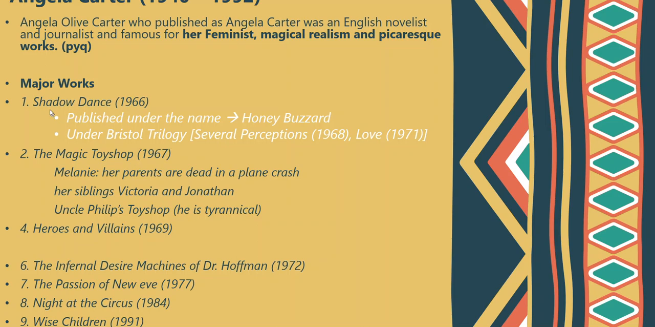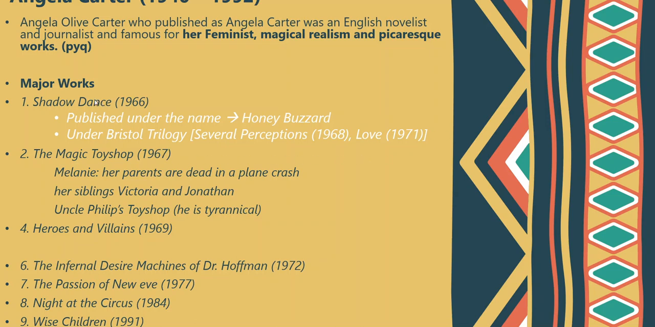Yes, so first, we have Shadow Dance, published in 1966. Shadow Dance, Several Perceptions, Love. Remember these three names. It is in World Literature. You do not need to write, just sit with your book and that's it. Shadow Dance, Several Perceptions and Love.